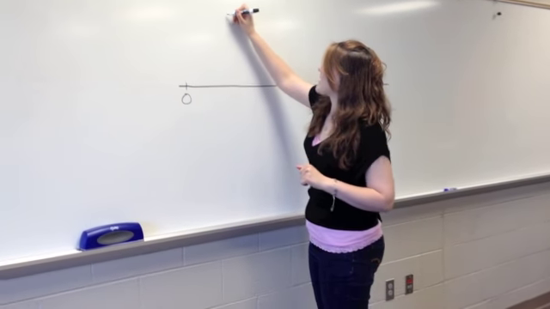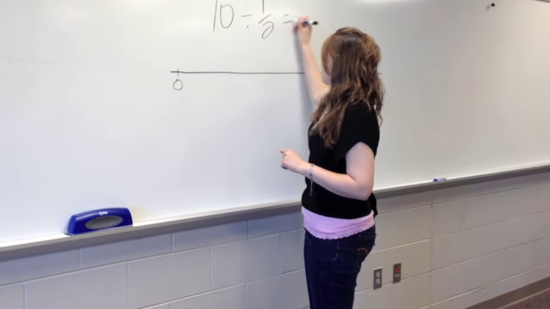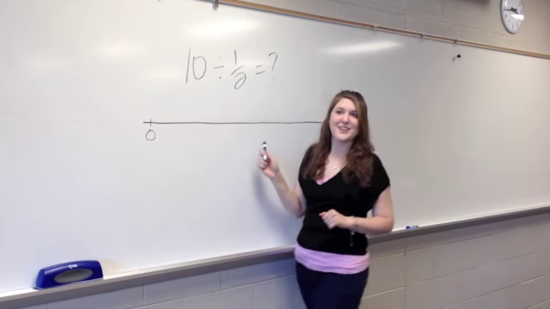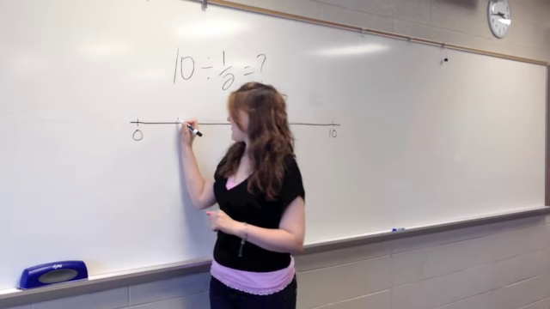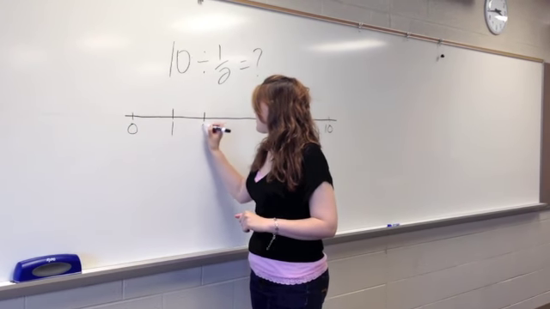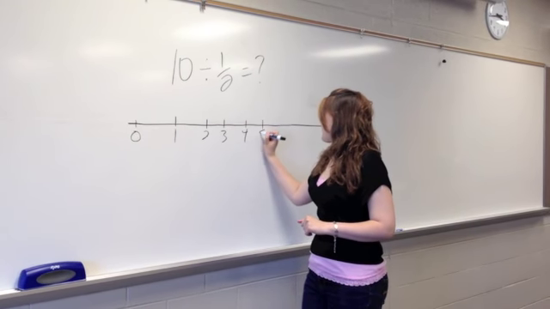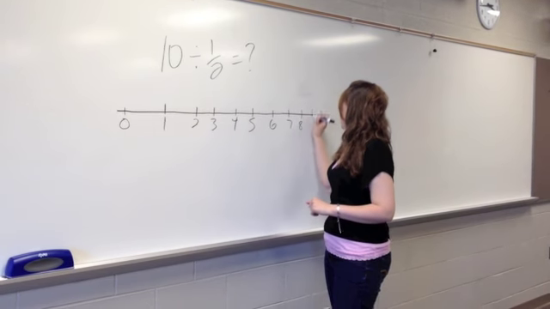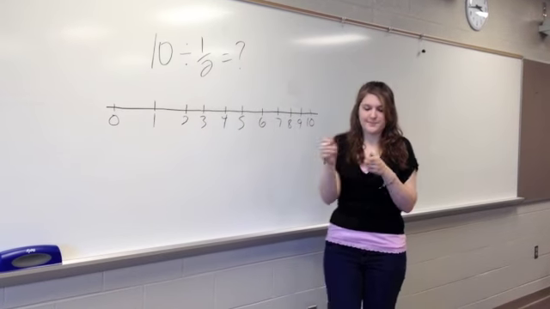Very good. All right, class, we're going to practice one more problem here and make sure we got this clear in our brains. We're going to do 10 divided by 1/2. Now, does anyone remember what we're going to do? You divide your number line into units of 10. Very good, Kelly. So we got 1, 2, 3, 4, 5, 6, 7, 8, 9. I did it a little too close, but it should work.